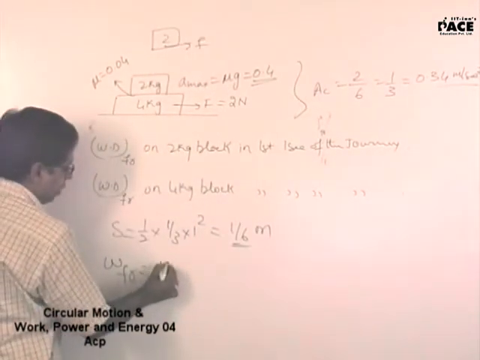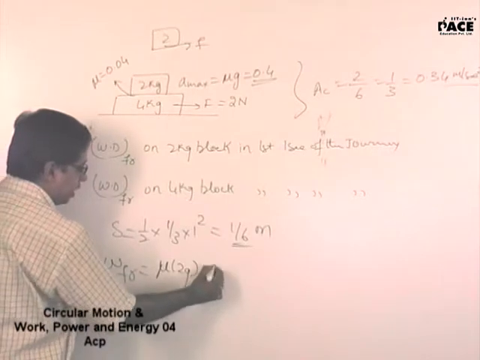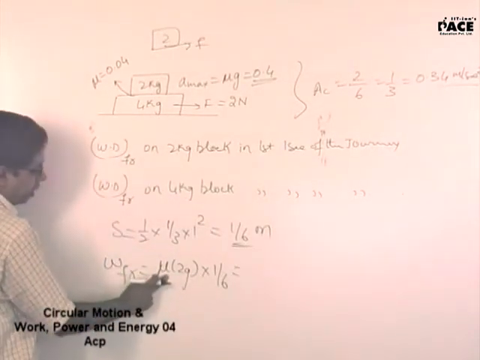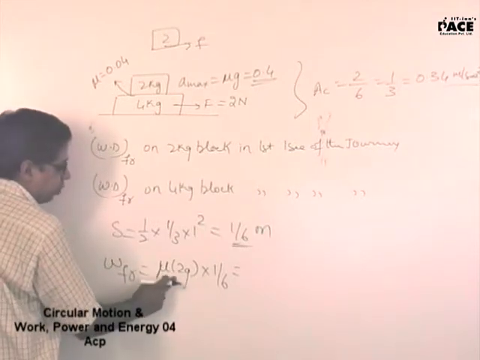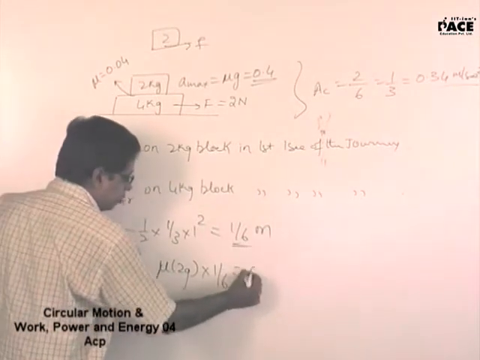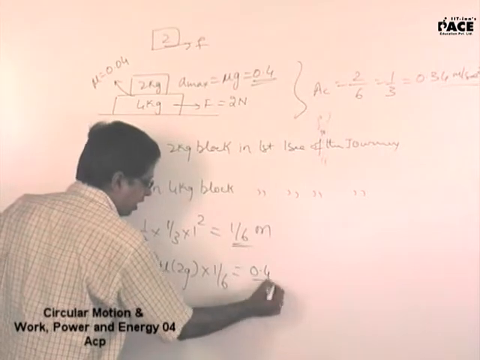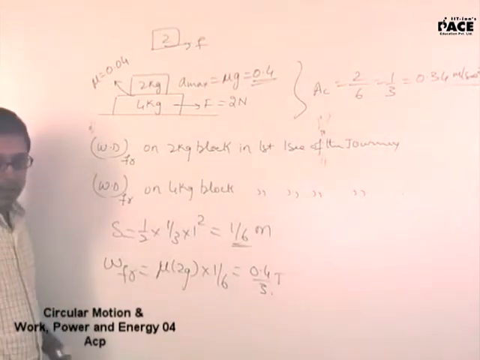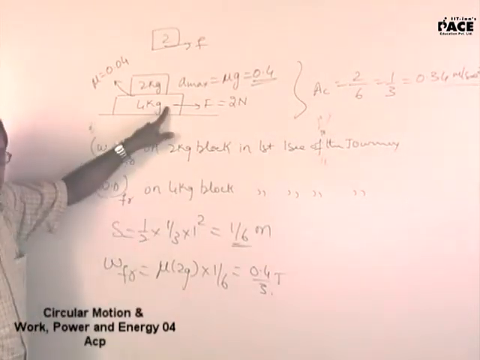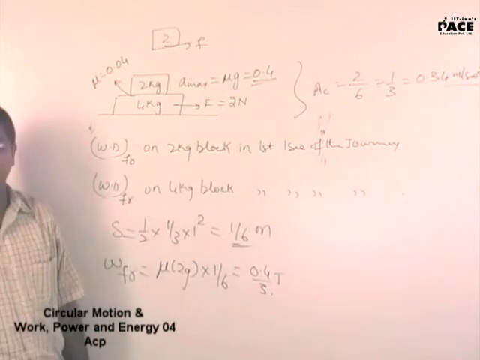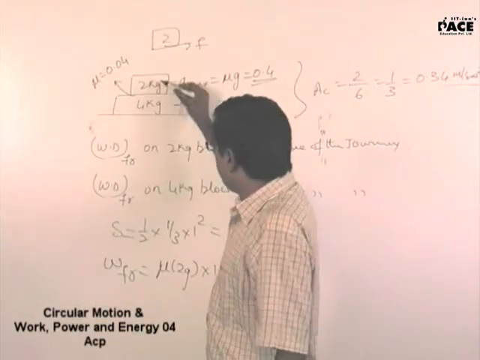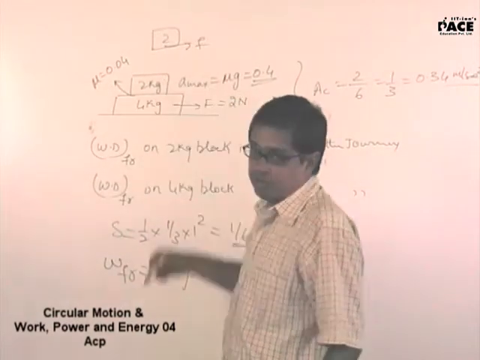That will be mu mg, mu into 2g into 1 by 6. Mu is given as 0.04, g is 0.4, into 2. This will become 0.4 by 3. So that many joules will be the work done by friction on the 2 kg block. Remember, work done by friction on the 4 kg block will be equal to this with a negative sign. Because net total work done by friction, in between these two there is no slipping between 2 and 4.